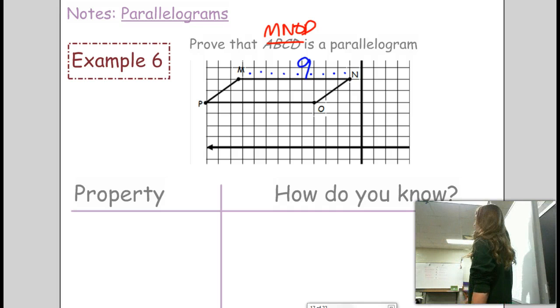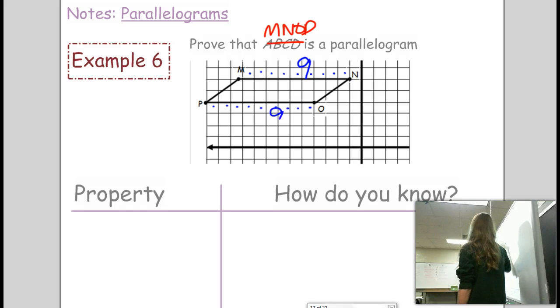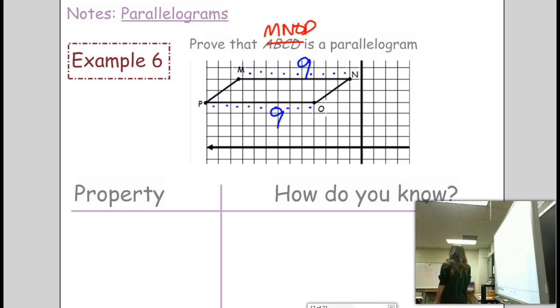Let's check. How long is PO? 1, 2, 3, 4, 5, 6, 7, 8, 9. So, right now, I know that one pair of opposite sides are the same length, because they're 9 and 9. How long are these? That's a little bit tougher, huh? We don't know how long those are. But we can find their slope, and we can do Pythagorean theorem if we wanted to.